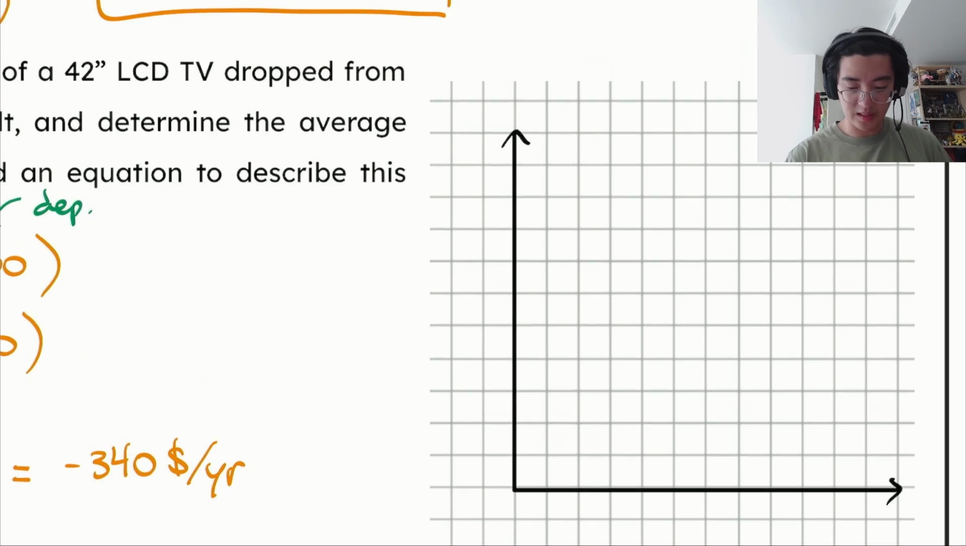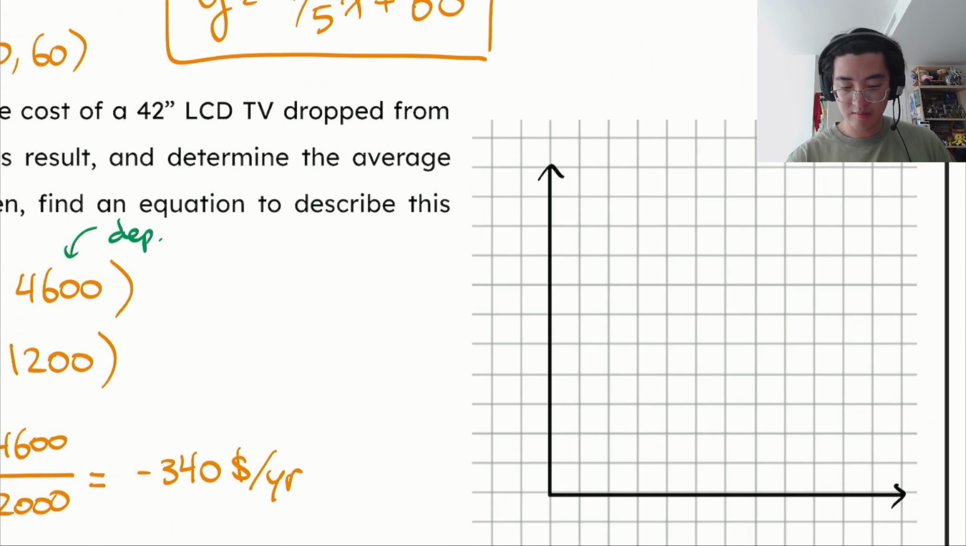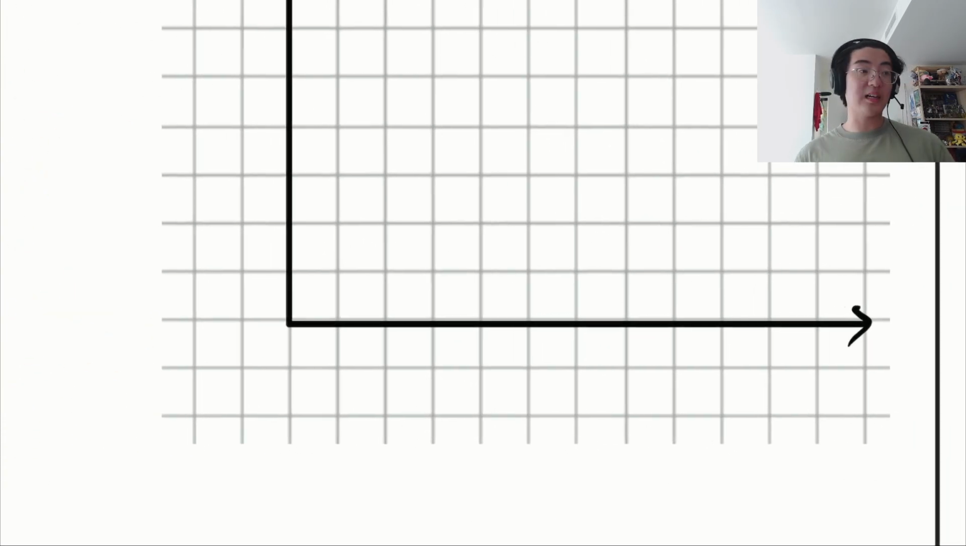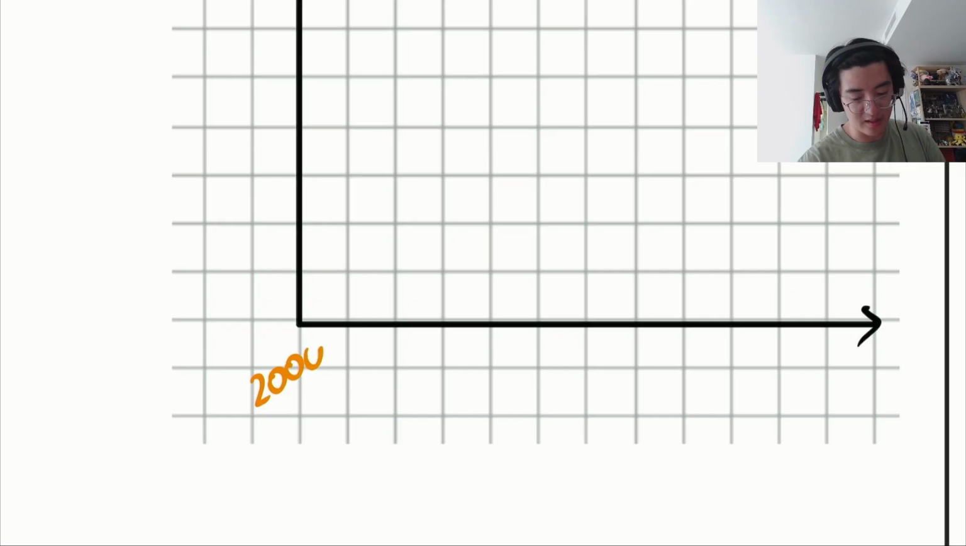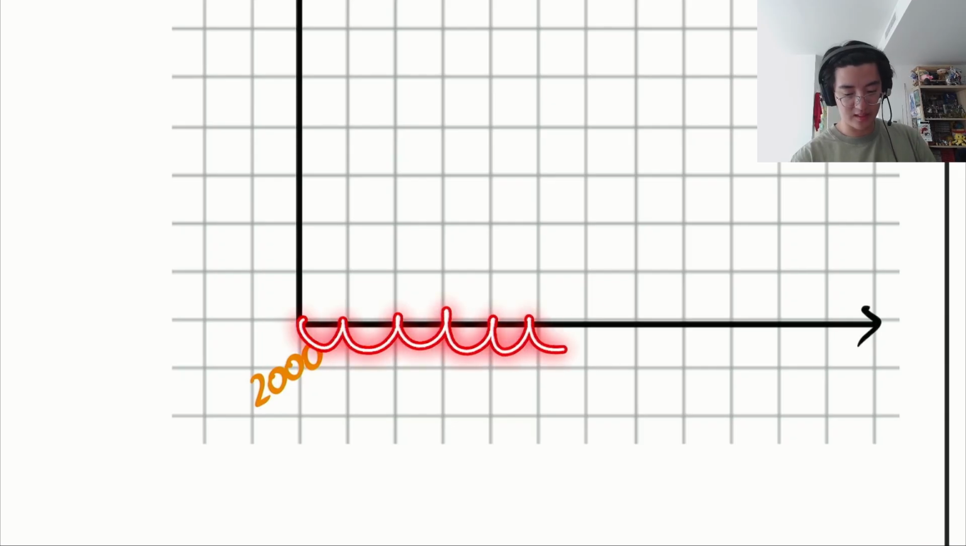Okay, so we got our lines. You can see LCD TV prices. Now this time it's a little bit different, because we're starting at different values. We're not starting at 0 here for the year. We're starting at 2000 and then we're ending at 2010. Let's see, how many spaces are there? 1, 2, 3, 4, 5, 6, 7, 8, 9, 10, 11. 11 spaces, okay.